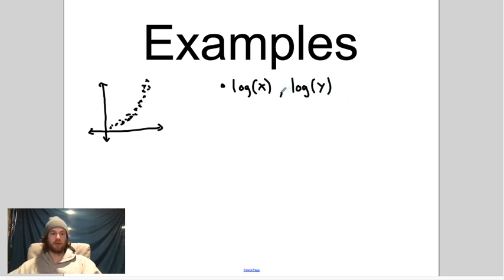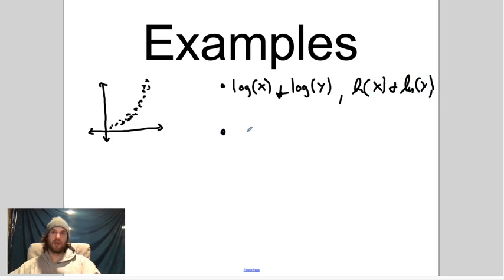So you take the natural log of x and take the natural log of y, or you could do the log base 10, or you could do the natural log of x and the natural log of y. It doesn't actually matter. Those are two options to straighten that data out.